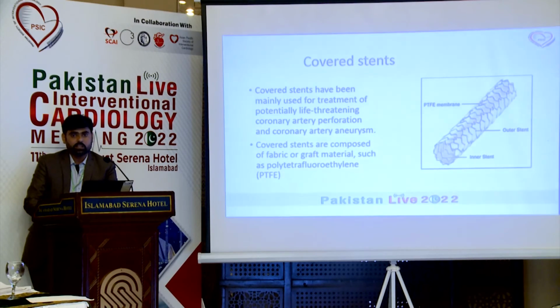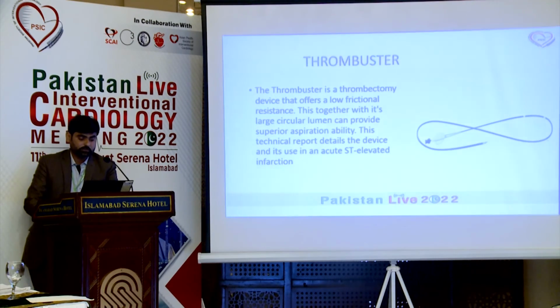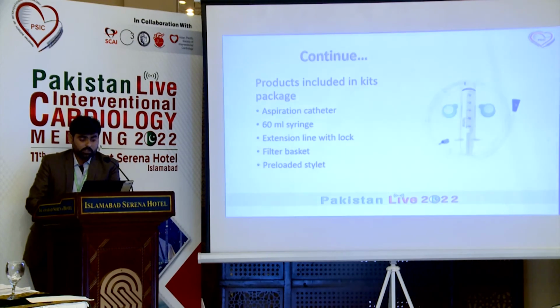डिसएडवांटेज ये है कवर्ड स्टेंट का, अगर हम इसको किसी बाइफर्केशन पे इन्फ्लेट कर देते हैं तो वो साइड ब्रांच का ब्लड का फ्लो जो है वो बंद कर देता है। Thrombuster is a thrombectomy device that offers a low fractional resistance. थ्रोम्बस को हम रिमूव कर सकते हैं, निकाल सकते हैं एक टेक्निक के ज़रिए, जो कि हम एस्पायरेशन कैथेटर यूज़ कर रहे होते हैं। एस्पायरेशन कैथेटर हमारे पास दो साइज़ में आ रहा होता है, 6 French और 7 French में। Aspiration catheter, 60 ml syringe और एक्सटेंशन लाइन विद लॉक, फिल्टर बास्केट, preloaded stylet.